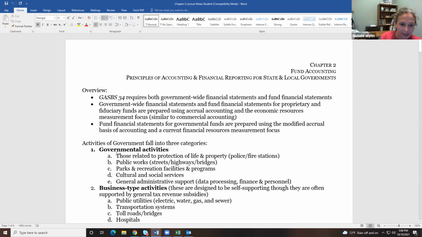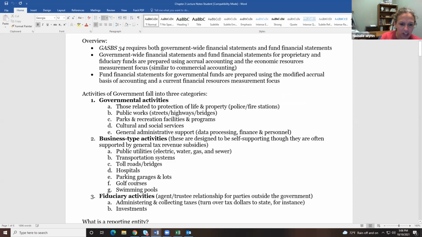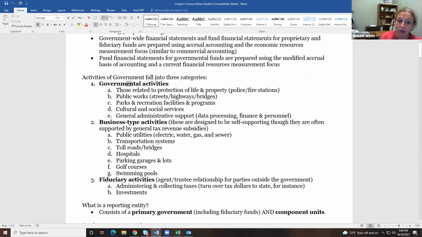So governmental activities, business type, and then fiduciary. Oh, there's storms entering the area near Friends University and home.